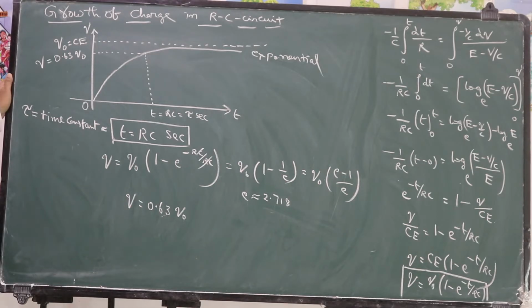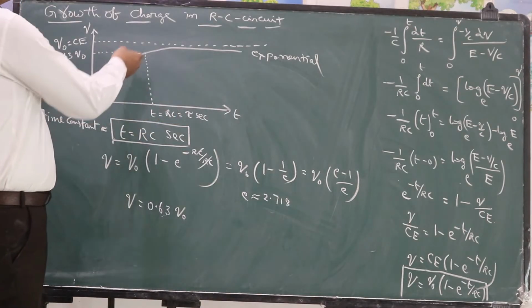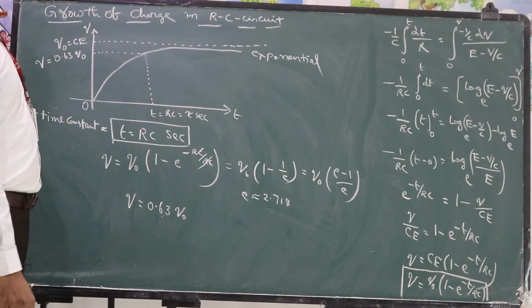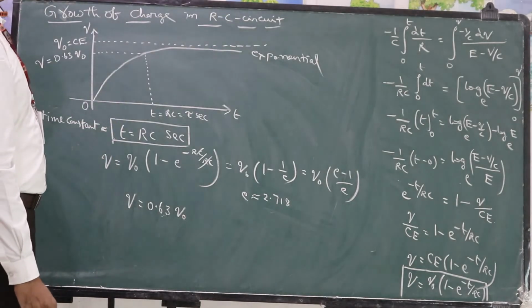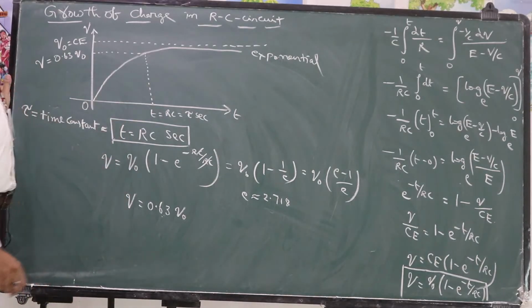So what is the time constant? The time taken by an RC circuit to grow its charge on the capacitor to 63% of the maximum charge that it can store is called the time constant. Why do we have to consider the time constant? It is the time over which there is a considerable growth in charge inside the capacitor. So this is what we need to understand from the growth concept.